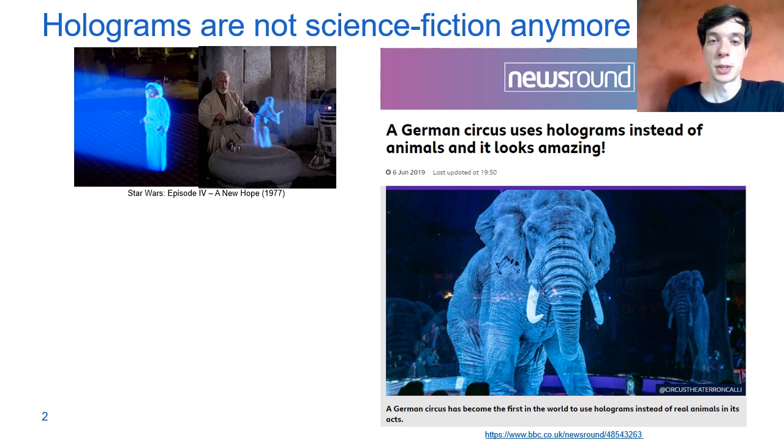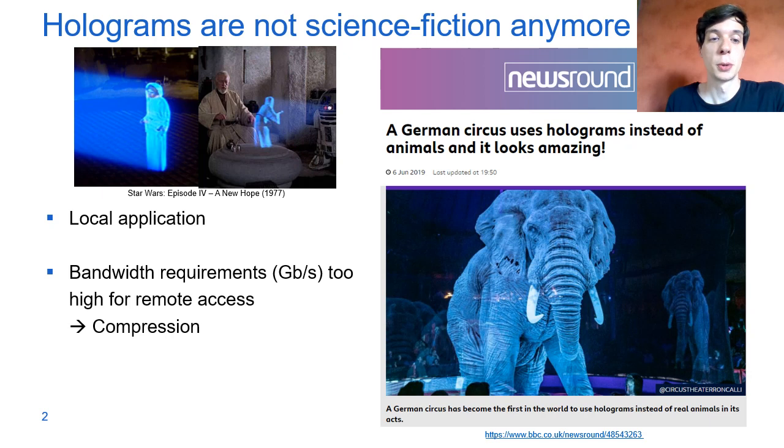Now, of course, there are still some differences between both applications, because first of all, the elephant is still a local application, while the Princess Leia hologram is actually sent over a network. Now, the bottleneck here is bandwidth requirements, because current point clouds actually need gigabits per second to be sent over a network for remote access. So we need compression for that.